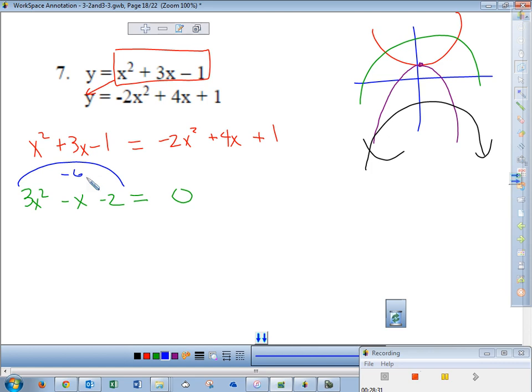Two numbers that multiply together to be negative 6 and add together to be negative 1. 1 and 6, but one of them has to be negative. No dice. 2 and 3. One of them has to be negative. Bingo. Making that list. I don't know why people are against making the list of multiples. It makes life so much faster.